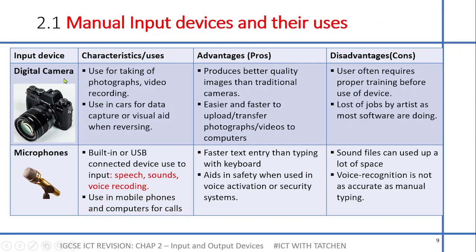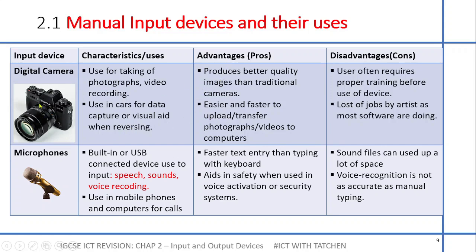Now, the next manual input device we have is the digital camera. Basically, right now, our smartphones, laptops, and others, most of them come with a digital camera. So we use them basically to take photographs, video recording, and others. And then you could also find this used in cars for data capture or visual aid when reversing.